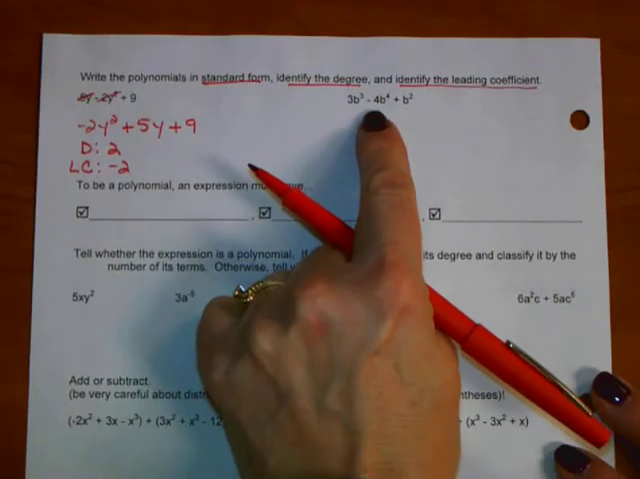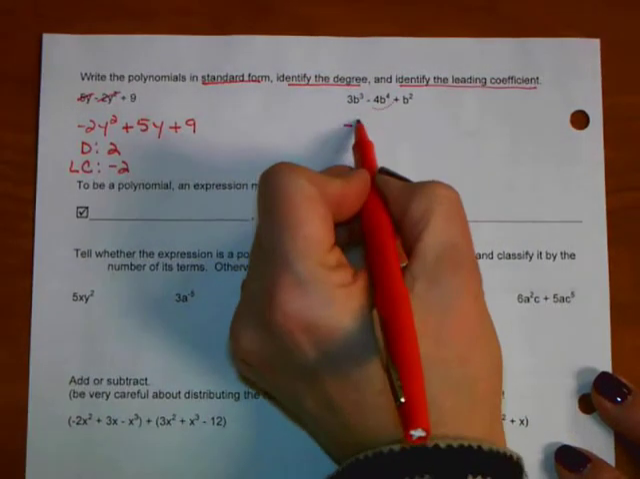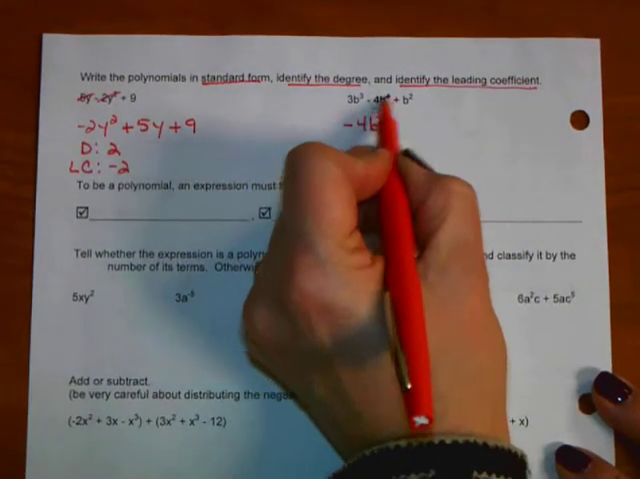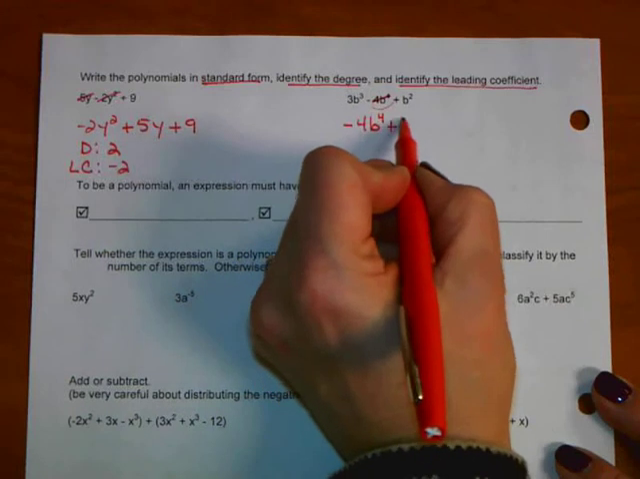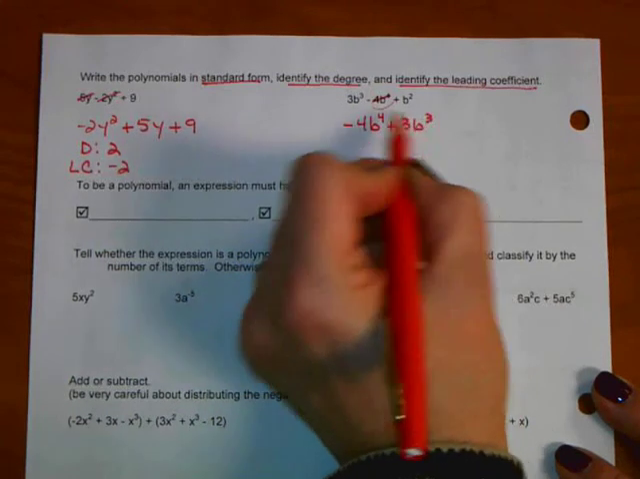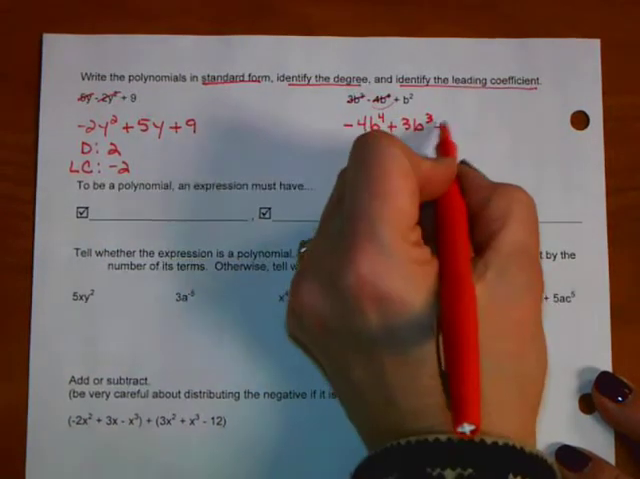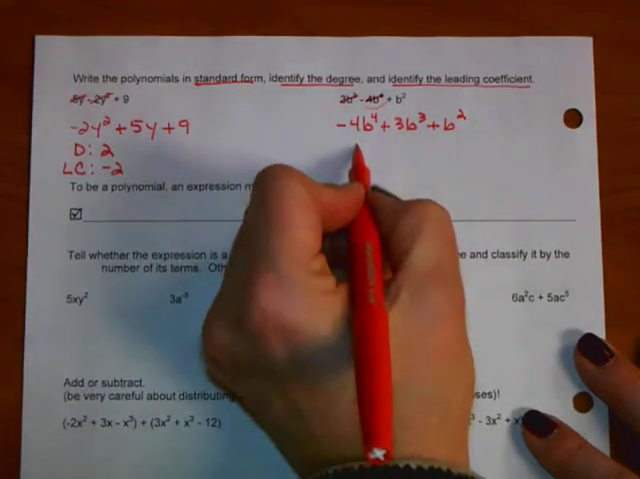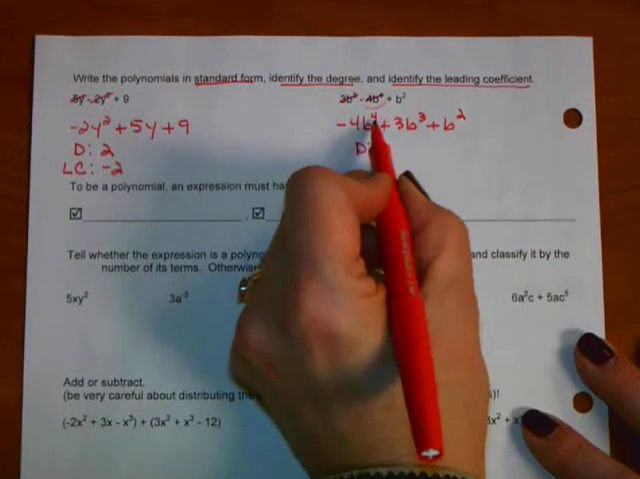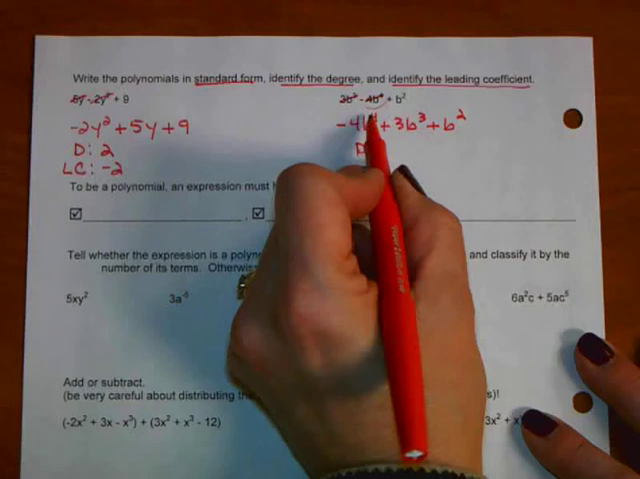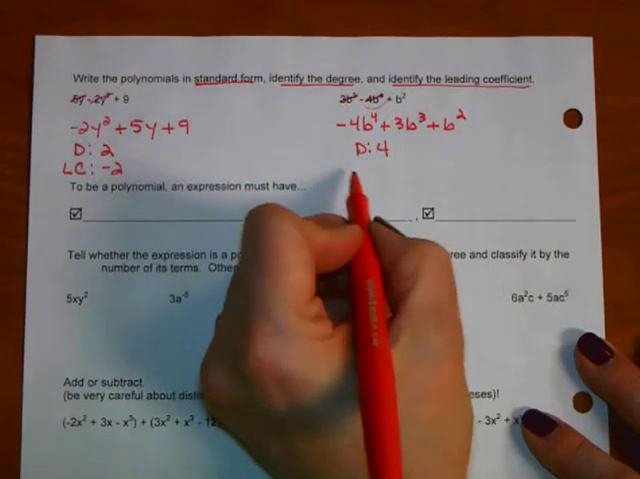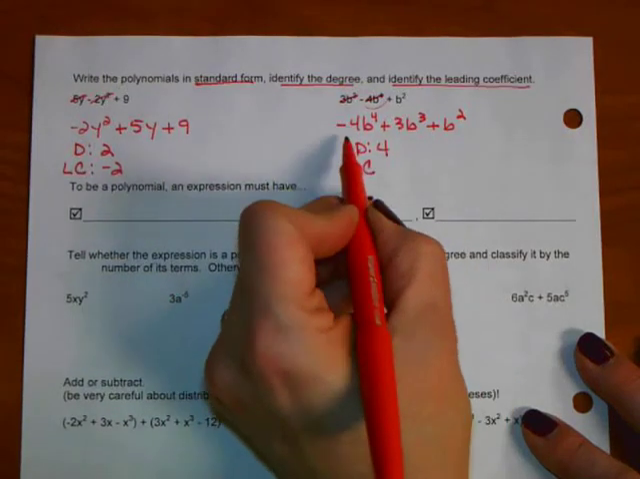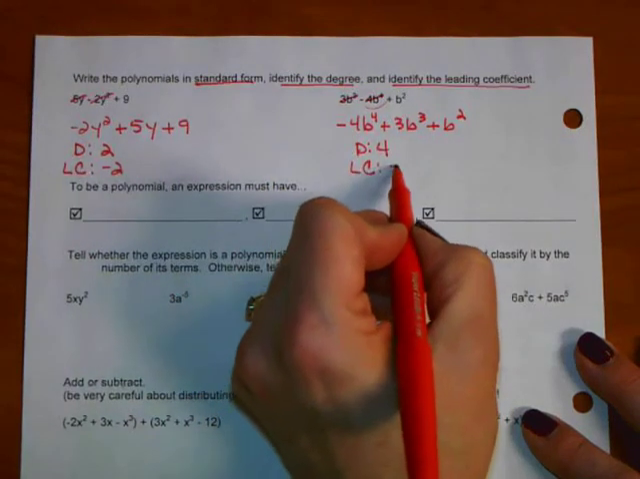Okay, let's do this one. This is the highest degree, that goes first. And then I have plus 3b cubed. And then I have plus b squared. My degree is what? 4. It's the highest exponent. Okay, the degree is 4. The leading coefficient is what? -4.